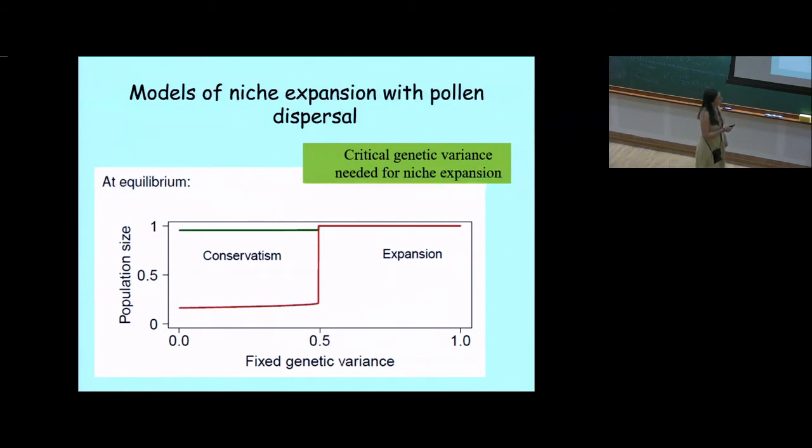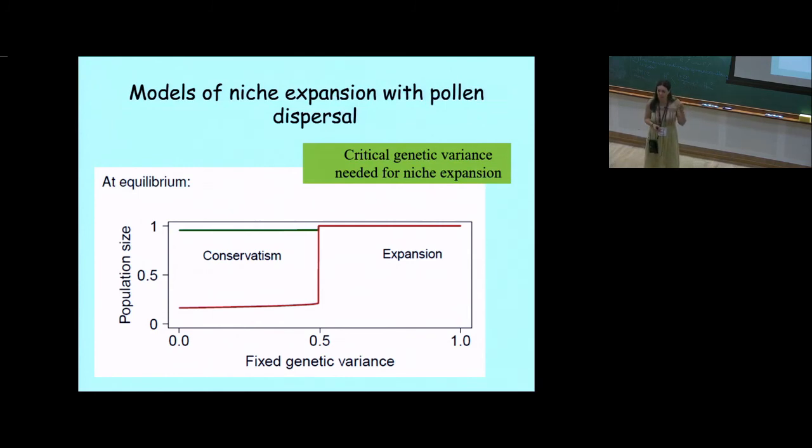If you reach a critical level of genetic variance, if you go through this critical level, then the other equilibrium becomes stable, and then you've got niche expansion, where you've got an increase in the population size in the second habitat, and then you have a symmetric equilibrium where you are well adapted in both habitats, so you've got higher population size in the two habitats. So this model predicts that there's a critical level of genetic variation that you need for niche expansion.